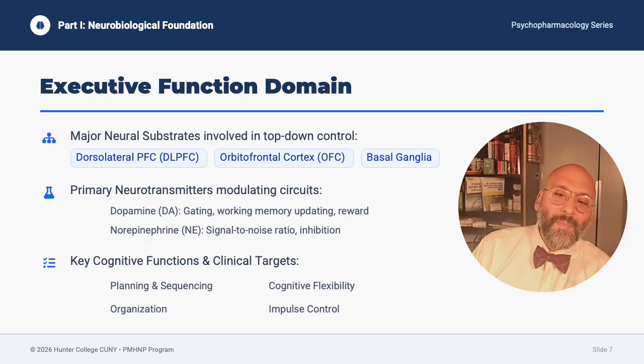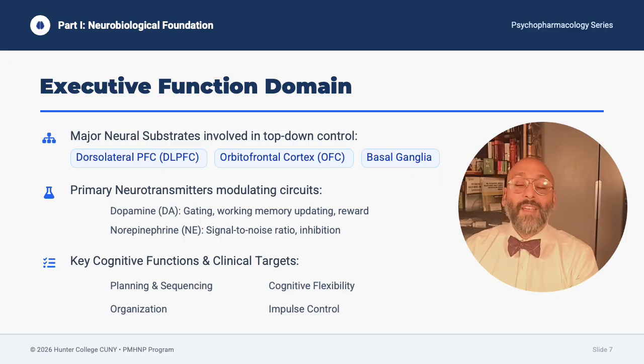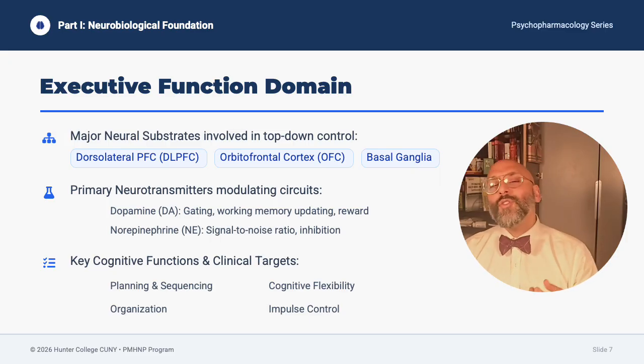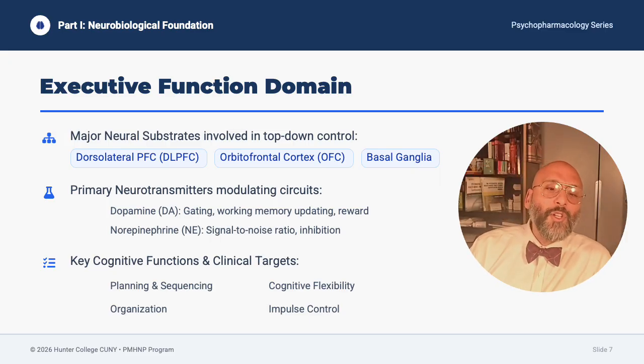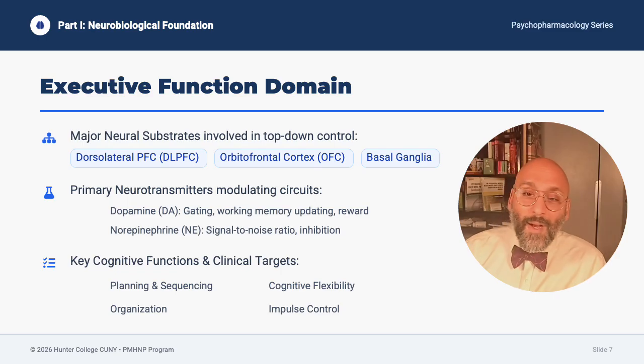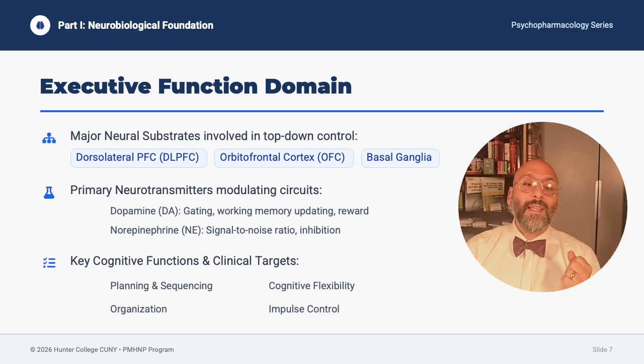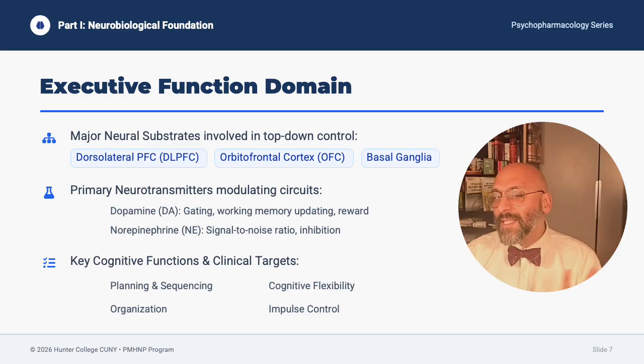Too little dopamine and you'll see sluggish initiation and poor working memory. If you have too much dopamine, you'll have distractibility, impulsivity, or even psychosis. Norepinephrine improves the signal-to-noise ratio. It sharpens focus and enhances inhibition, but excessive norepinephrine shifts the brain into threat mode and worsens executive control. So this is why optimal executive function depends on balance, not maximization.